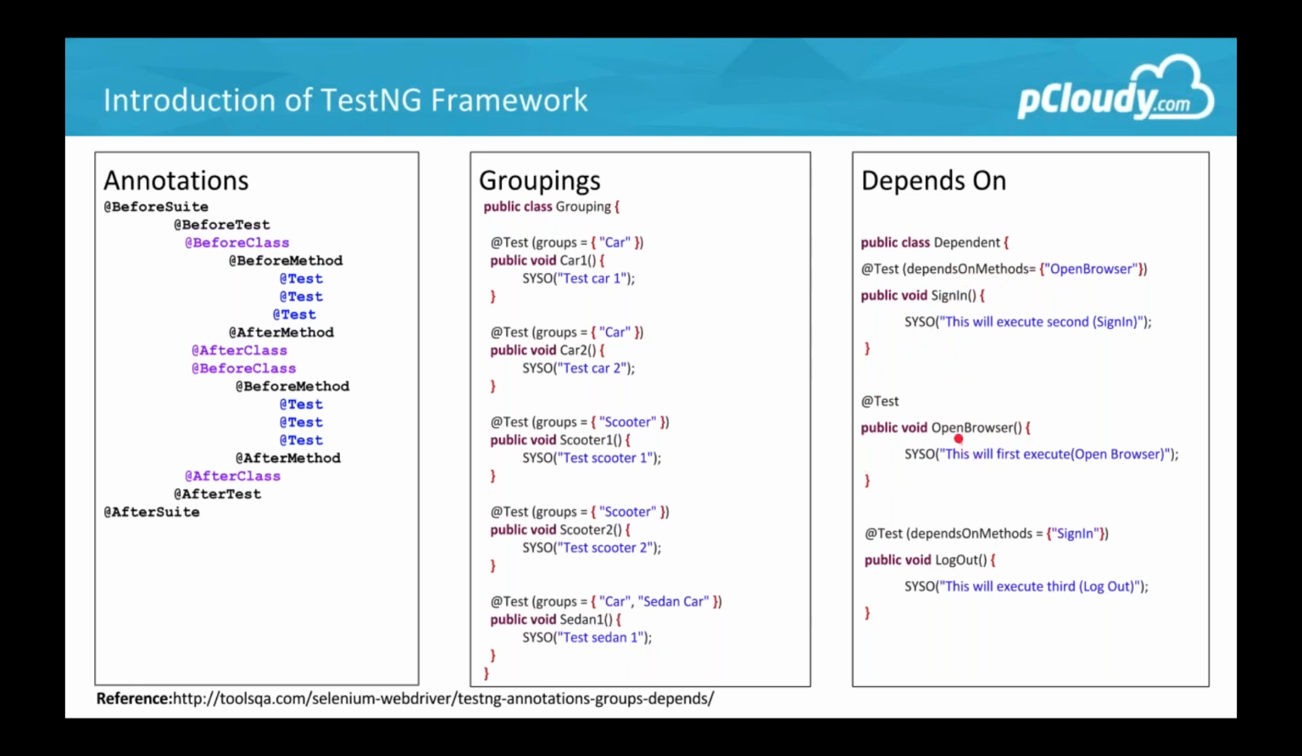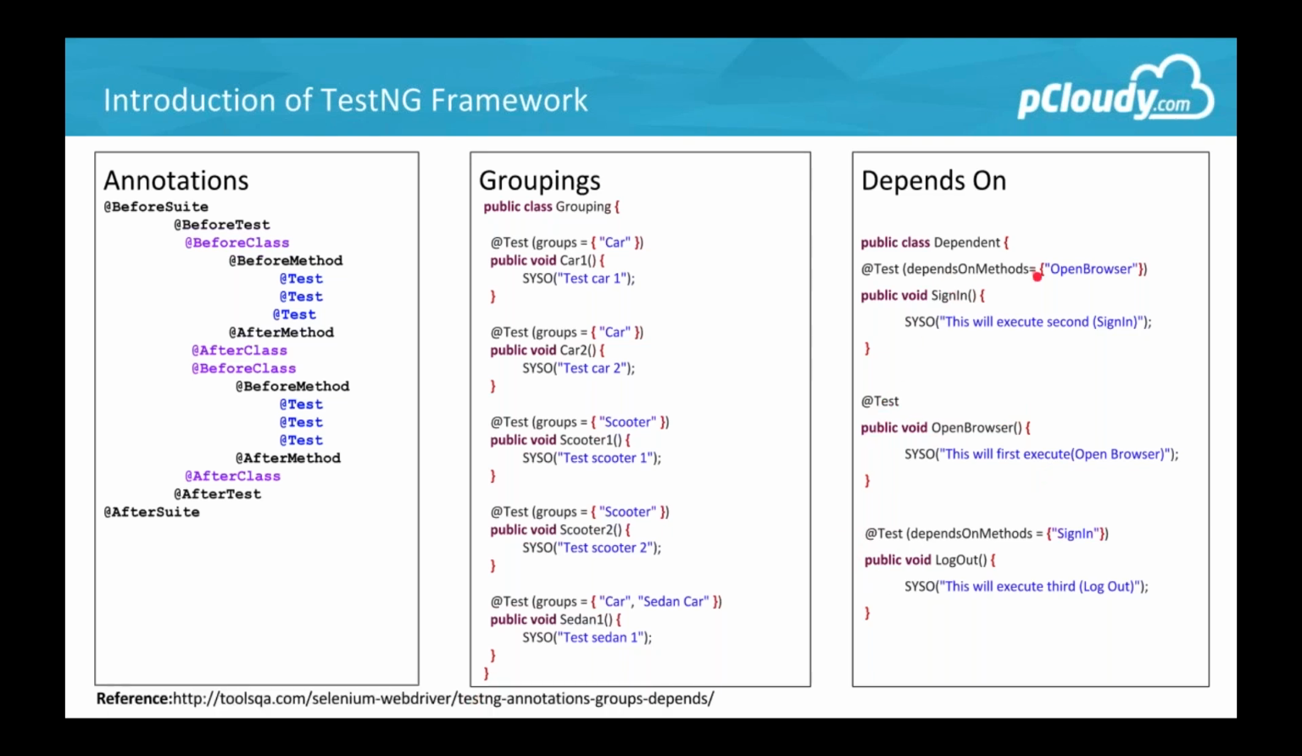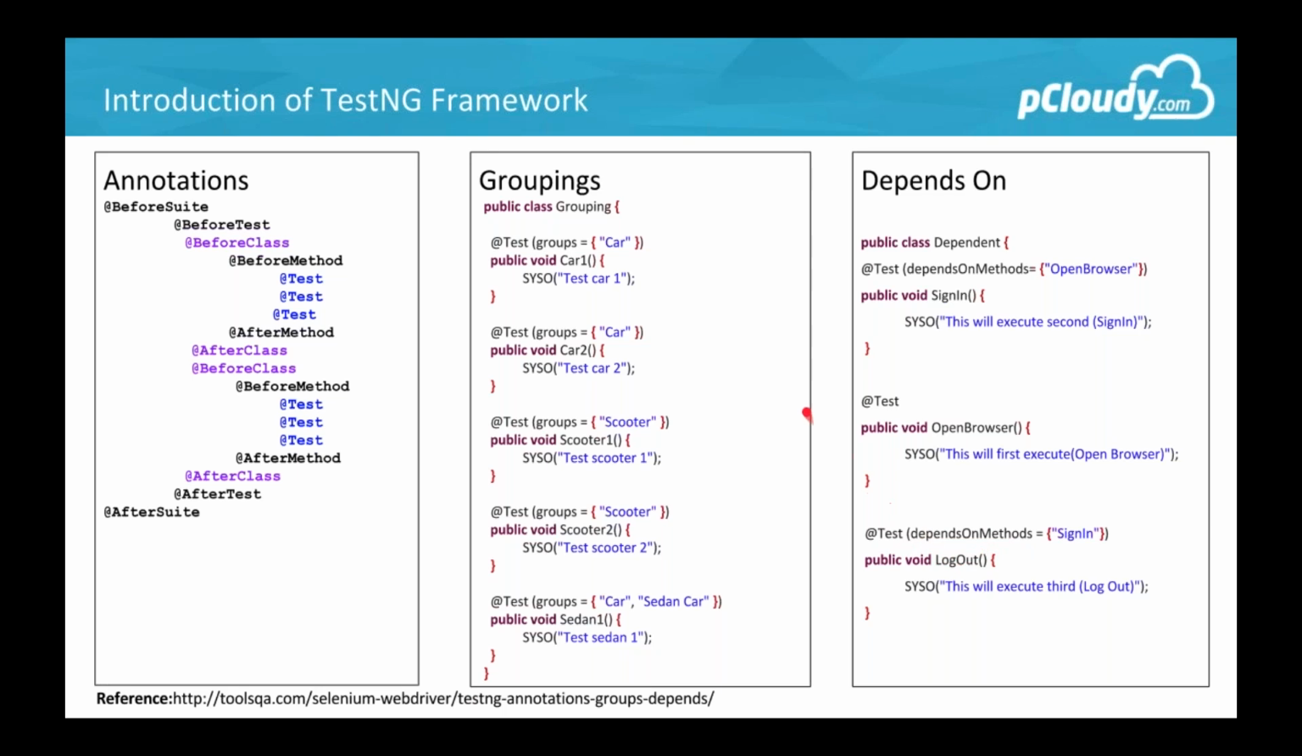It will go to open browser. Open browser doesn't depend on any other test case, so it will execute that first. Then it might go to sign in and check that open browser was completed, so it will execute sign in second. And when it goes to logout, it is mentioned that it depends on the sign-in method, so the logout test case will be called at the third position.